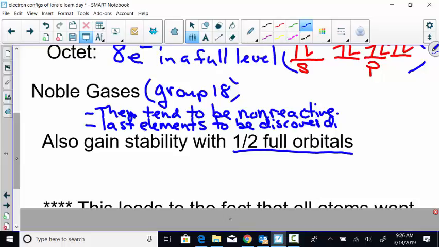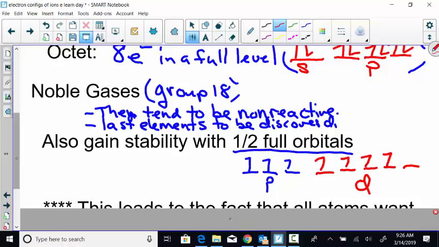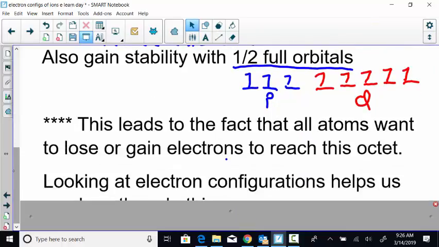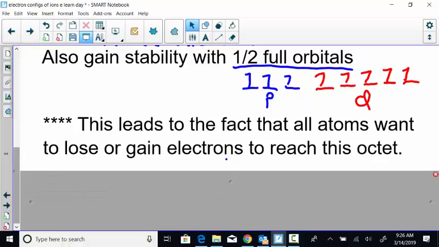Now, chemists also found that stability occurs for some reason with half-full orbitals. So if an orbital is half-full, that also creates stability. Like a p orbital, if that were half-full, or a d orbital, if that were half-full, for some reason that creates stability in an atom. And essentially what all of this does is it leads us to this fact: all atoms want to gain or lose electrons to try and reach this octet. That's what they do.